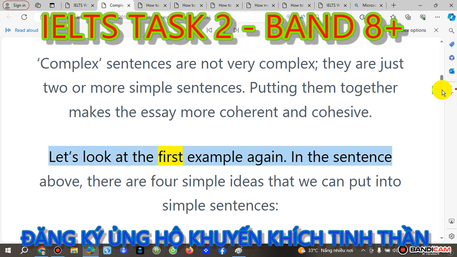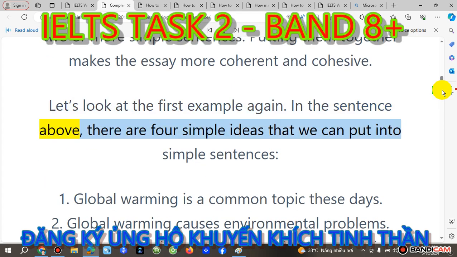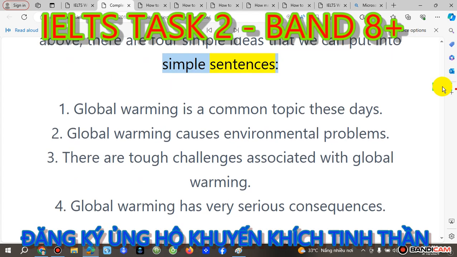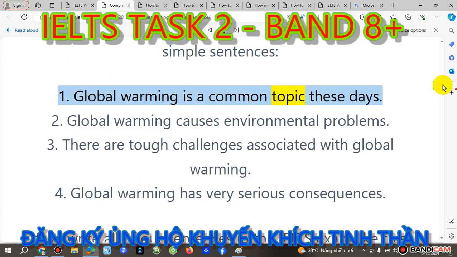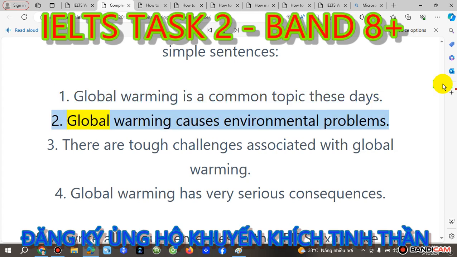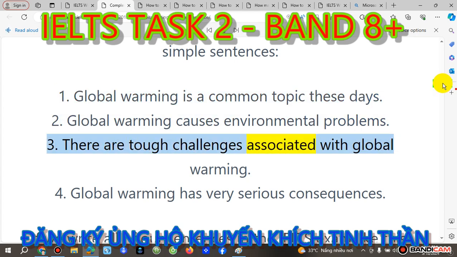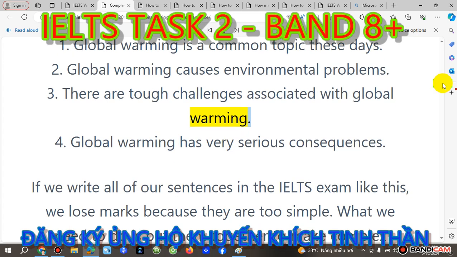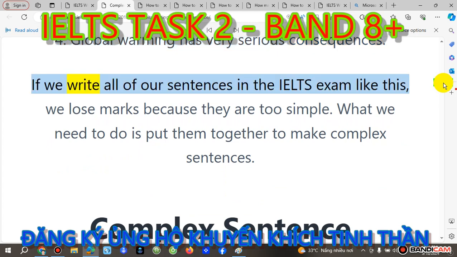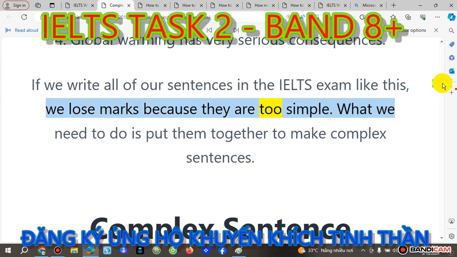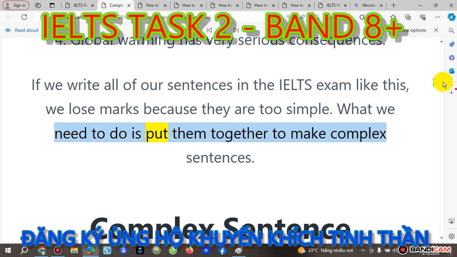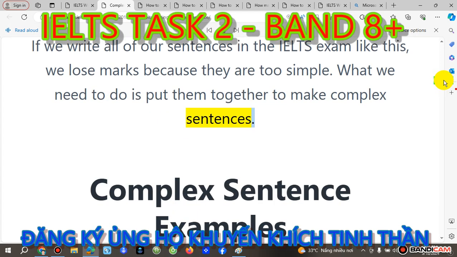Let's look at the first example again. In the sentence above, there are 4 simple ideas that we can put into simple sentences. 1. Global warming is a common topic these days. 2. Global warming causes environmental problems. 3. There are tough challenges associated with global warming. 4. Global warming has very serious consequences. If we write all of our sentences in the IELTS exam like this, we lose marks because they are too simple. What we need to do is put them together to make complex sentences.